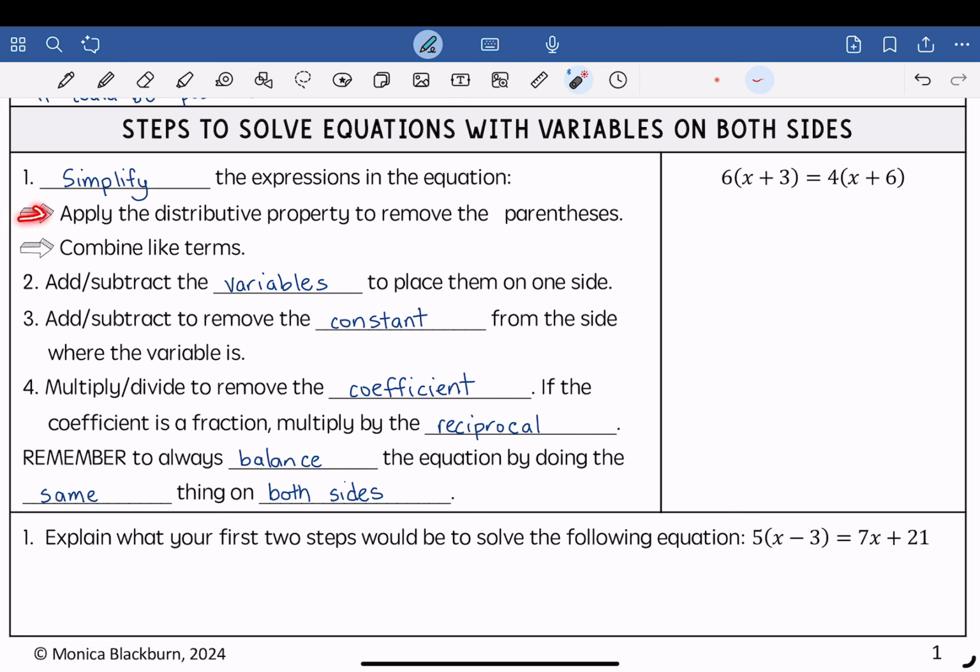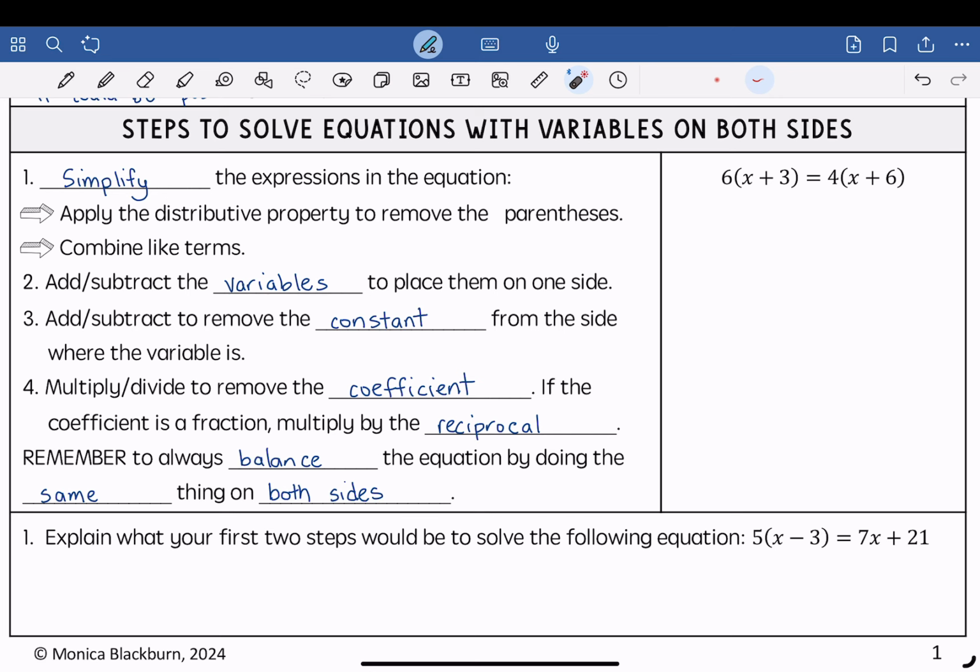We can apply the distributive property to remove the parentheses, and the second part of step 1 will always be to further simplify by combining like terms if you can. Sometimes you need to, sometimes you don't. Step 2, add and subtract the variables to place them on one side. Step 3, add or subtract to remove the constant from the side where the variable is.